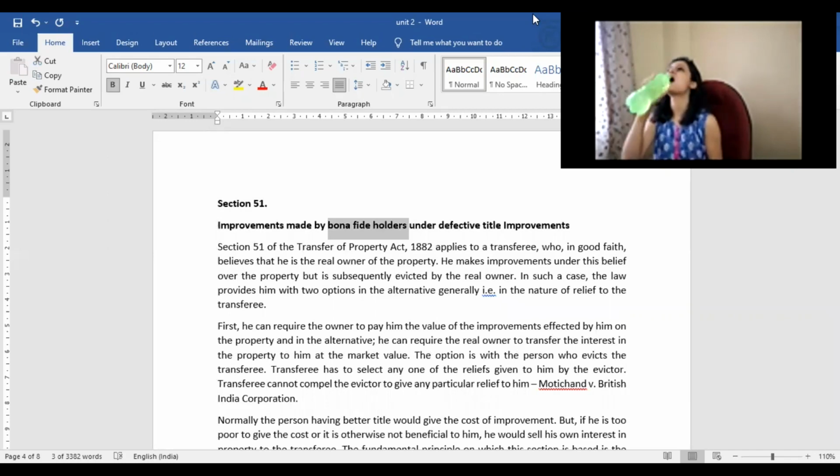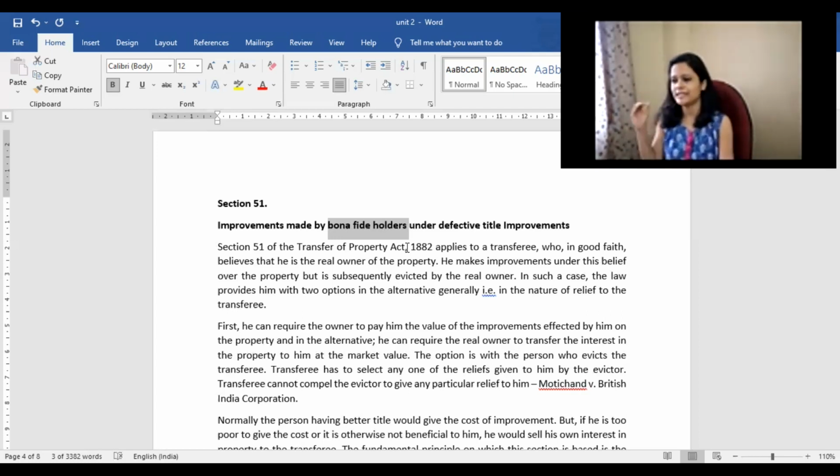Actual owner or real owner. Bona fide, are you aware of the meaning? I remember reading it somewhere. Okay, it basically is like in good faith you are thinking something. So in good faith holder, that means in good faith you are holding the property, right? In your mind you think you are the real owner and this property belongs to you, but in reality it may not be the case.